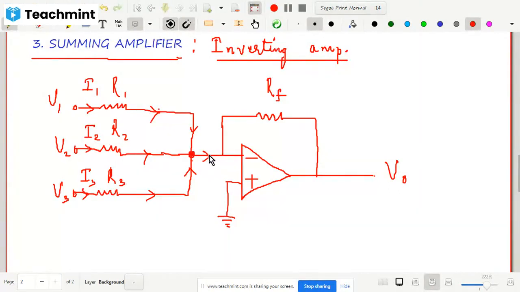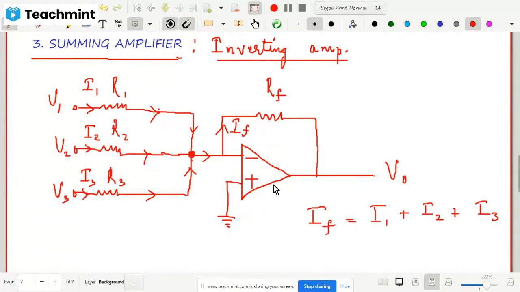Now this total current will flow here, and since you know that the input impedance of the operational amplifier is very high, all this current will go through the feedback path. So we will have a feedback current IF, and this feedback current IF is nothing but the sum of all these three currents. Therefore I can write IF equals I1 plus I2 plus I3. This is the case when all three inputs are applied.